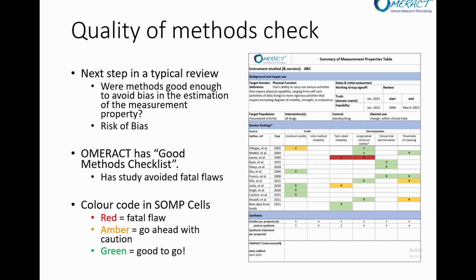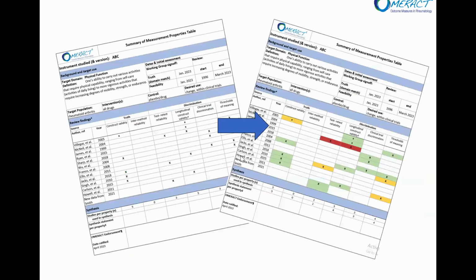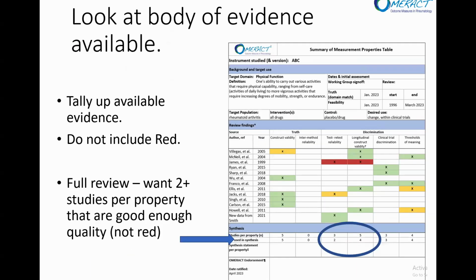So red means that that particular piece of evidence had a fatal flaw. Amber means maybe you had some cautions about that particular piece of evidence, but it's good to go. And green means good to go. So amber and green always mean move forward, but amber always means to use a little bit of caution in using this evidence. So now your SOMP table has moved from uncolored to colored, still with the X's in each cell. The other thing we can do at this point is to tally up the body of evidence that's available.